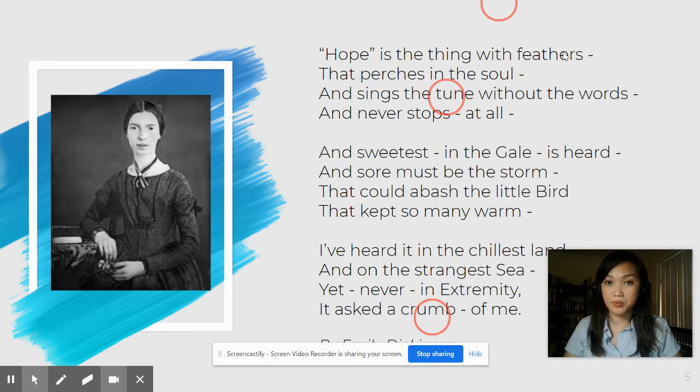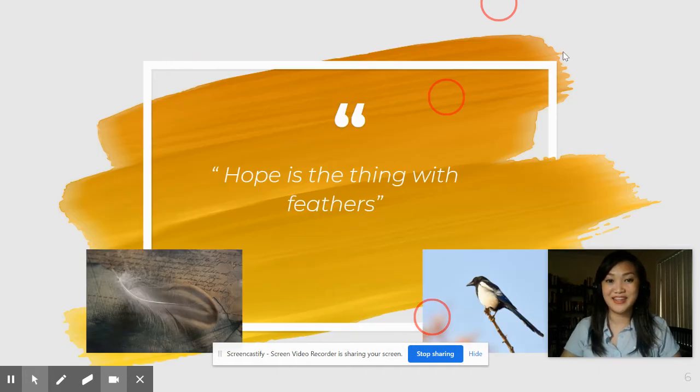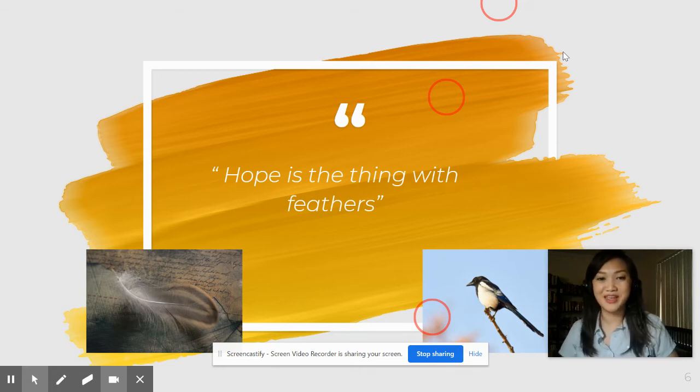Take a moment to figure out the metaphor. What is hope being compared to? Well, the first line kind of gives it away. Hope is the thing with feathers, but when an animal has feathers, that would be a bird. So the metaphor is hope compared to a bird, but Emily goes on a tangent and she continues with this metaphor, which becomes an extended metaphor.